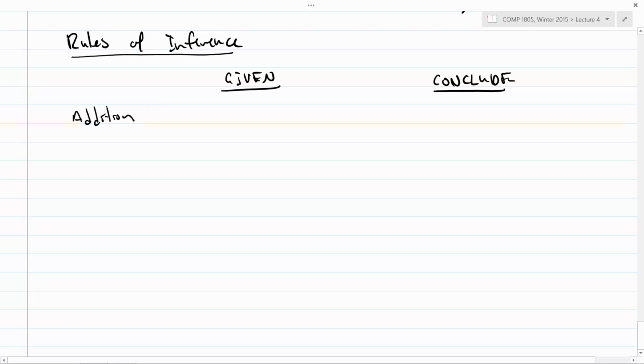Addition says, if we're given P, then we can conclude P or Q is true. If I know for a fact that P is true, well then P or Q is also true, because it doesn't matter what Q is. It could be true or false.